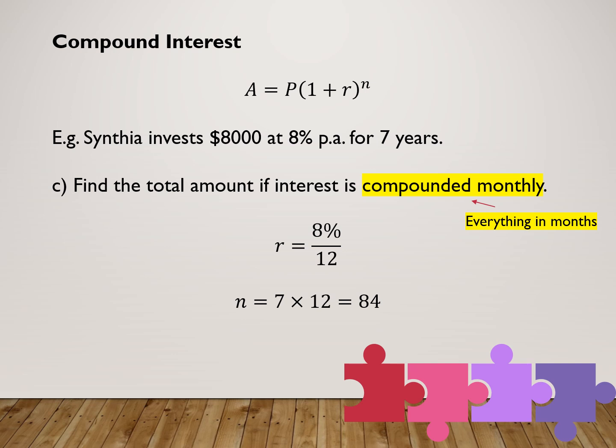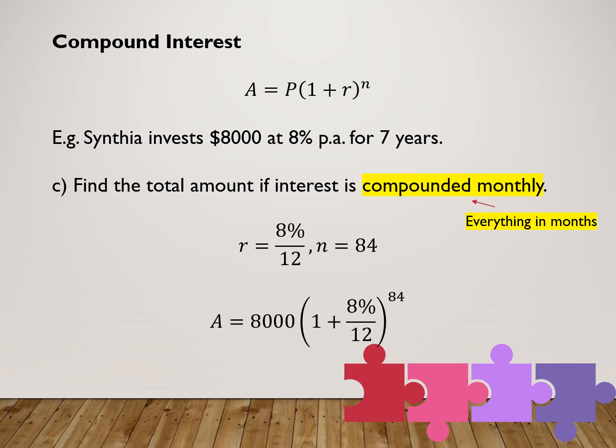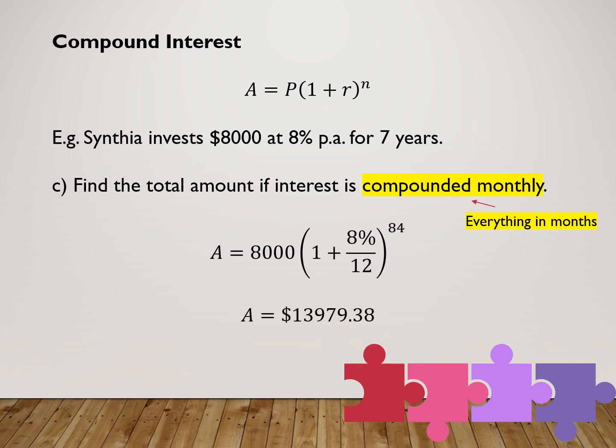What about compounded monthly? That means that everything needs to be in months. So 8% per annum has to become 8% over 12, and 7 years is 7 times 12. Both of those are now in months, so we can use those numbers to work out the amount you're going to earn. We just put those straight into the formula: 8,000(1 plus 8% over 12)^84. I would recommend you enter it like that. It will give you your amount, $13,979.38. Obviously, that's the amount with the interest, and if we just wanted the interest, we'd take the 8,000 off.